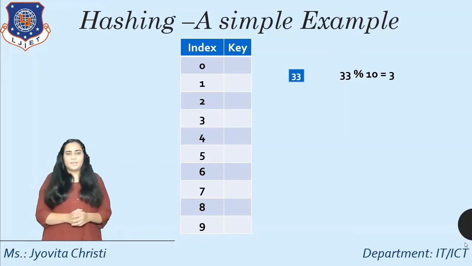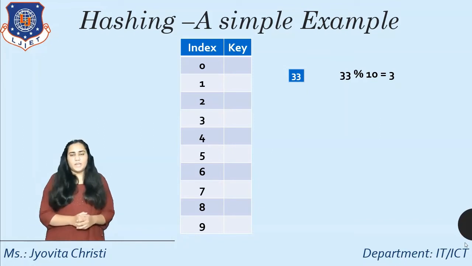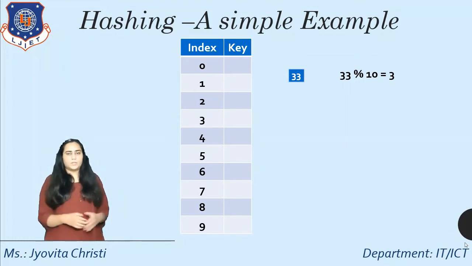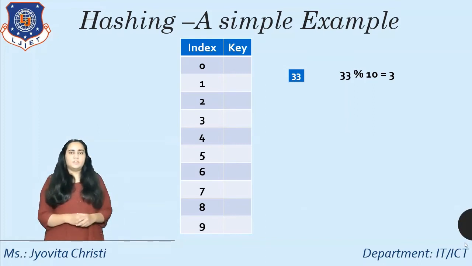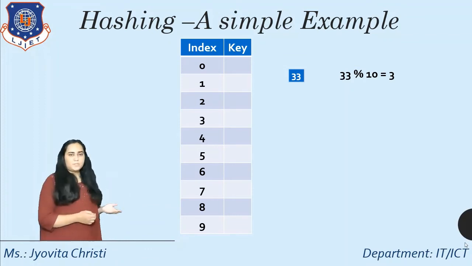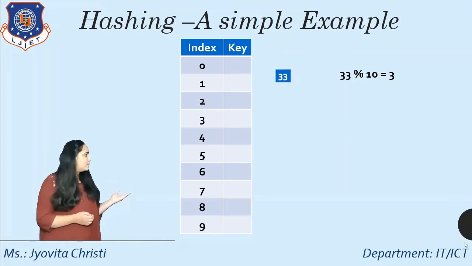So let's say that I have a key 33. That was in my previous set of keys that I showed you. So if I have a key 33, it is going to be divided by 10. That means not divided but modulo by 10. So 33 divided by 10, the remainder is 3. So 3 is my answer. That means I need to store 33 in index position 3. So let's go ahead and put it in index position 3.